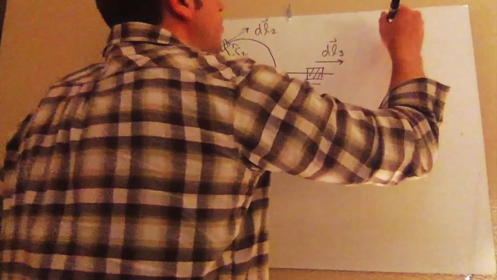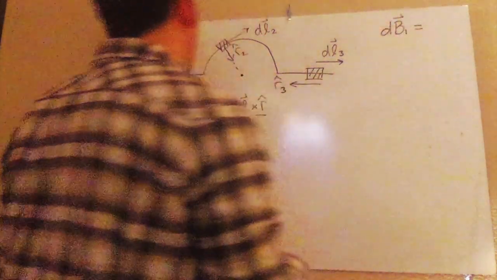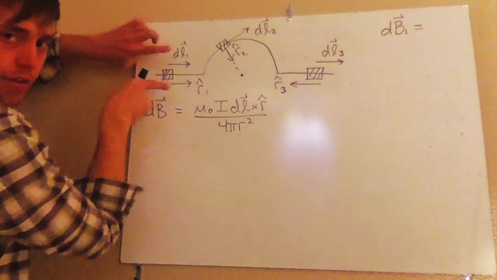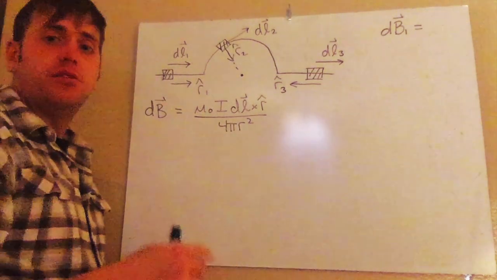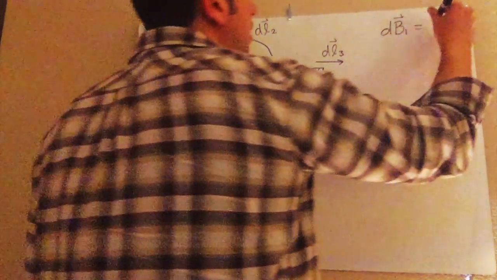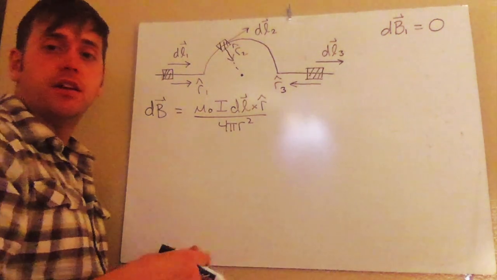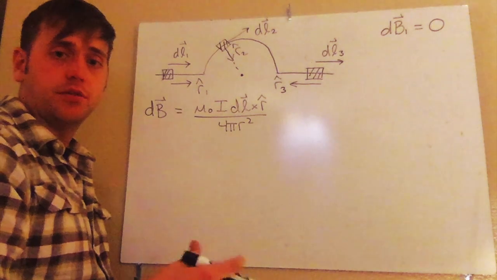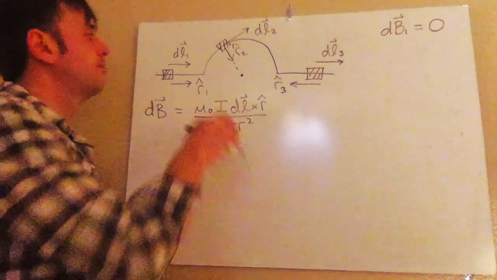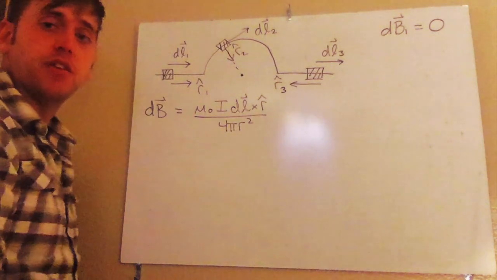Okay, so immediately I want to convince you that dB1 has to equal 0. If I'm taking the cross product of this dl vector and this r vector, they're pointing in the same direction. Whenever you take the cross product of two vectors that are pointing in the same direction, you're guaranteed to get 0. In other words, cross product depends on sine of the angle. So if you take sine of 0 degrees for two vectors going the same way, you're going to get 0. So that's why we know dB1 is 0. So this is not contributing any magnetic field from this straight segment of wire.